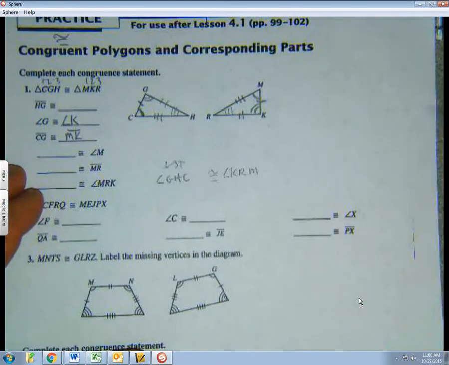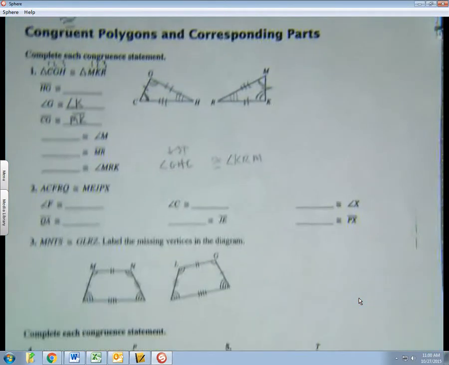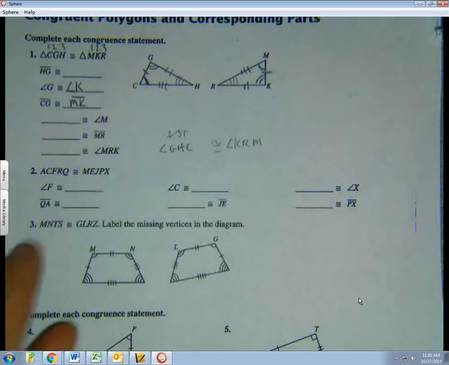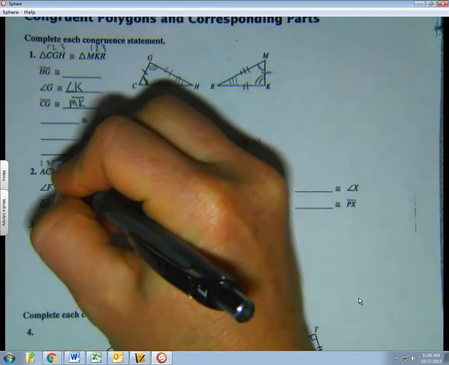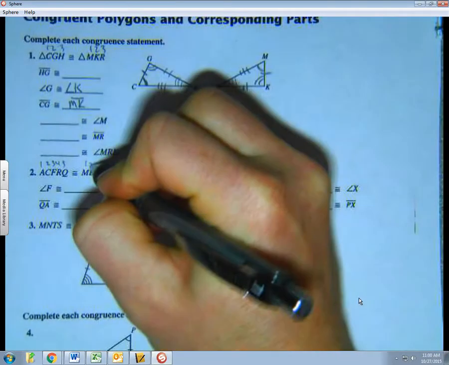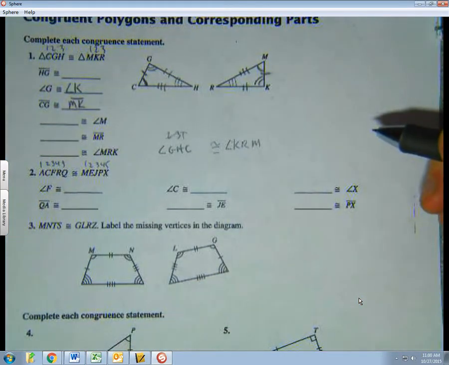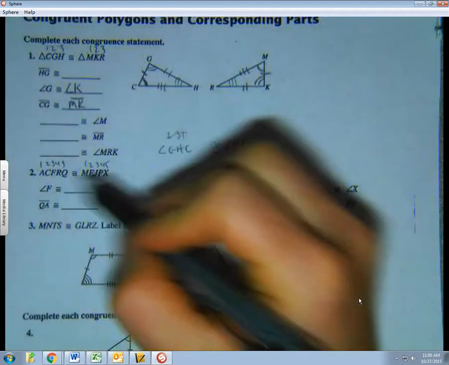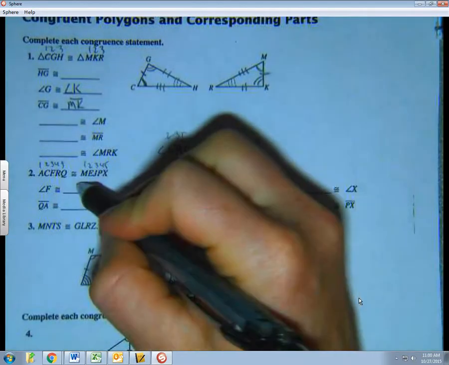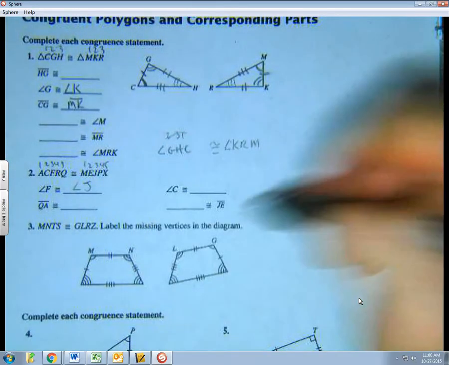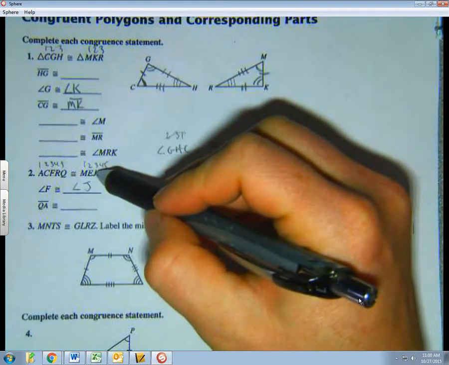Now when I have kind of a longer one, or I don't have a picture, I might just use the lettering or the numbering system. So I'll just go 1, 2, 3, 4, 5. Okay. So like F is 3, J is 3. JE is 3, 2. FC is 3, 2.